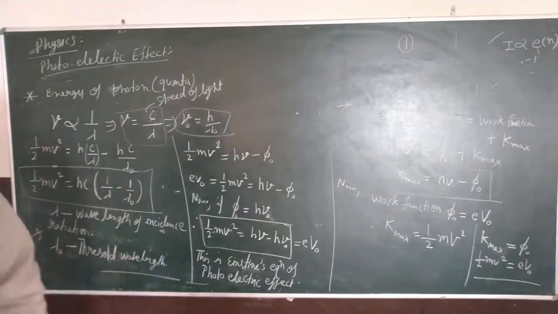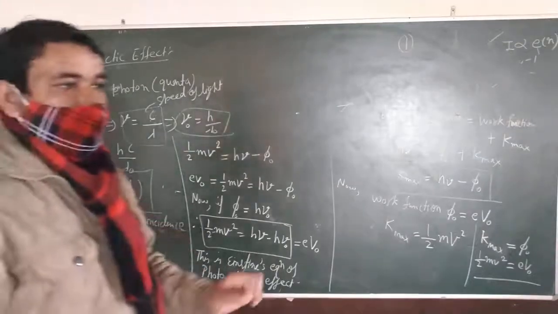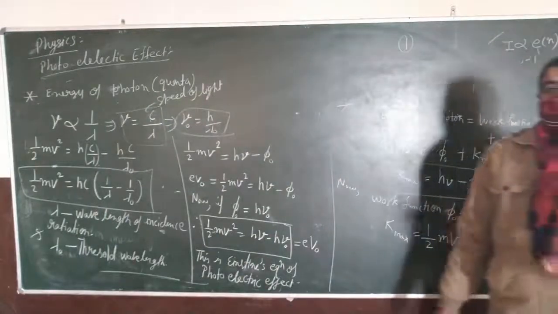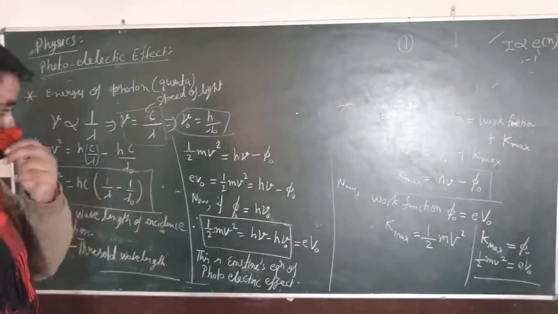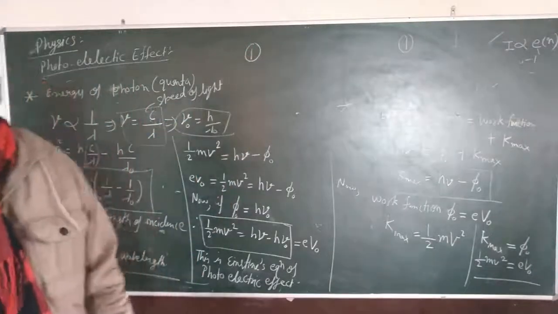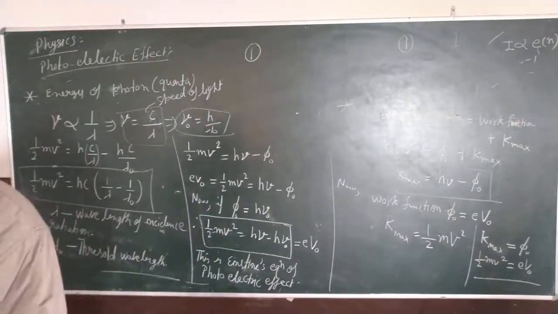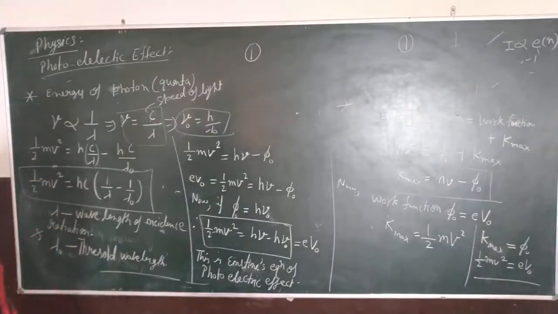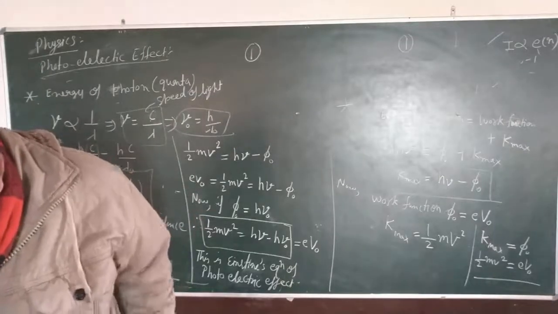Okay. Now, on the basis of his equation, Einstein explained all the four laws of photoelectric emission. Okay. Now we will explain it. The first law. Explanation of laws of photoelectric emission on the basis of Einstein photoelectric equation.